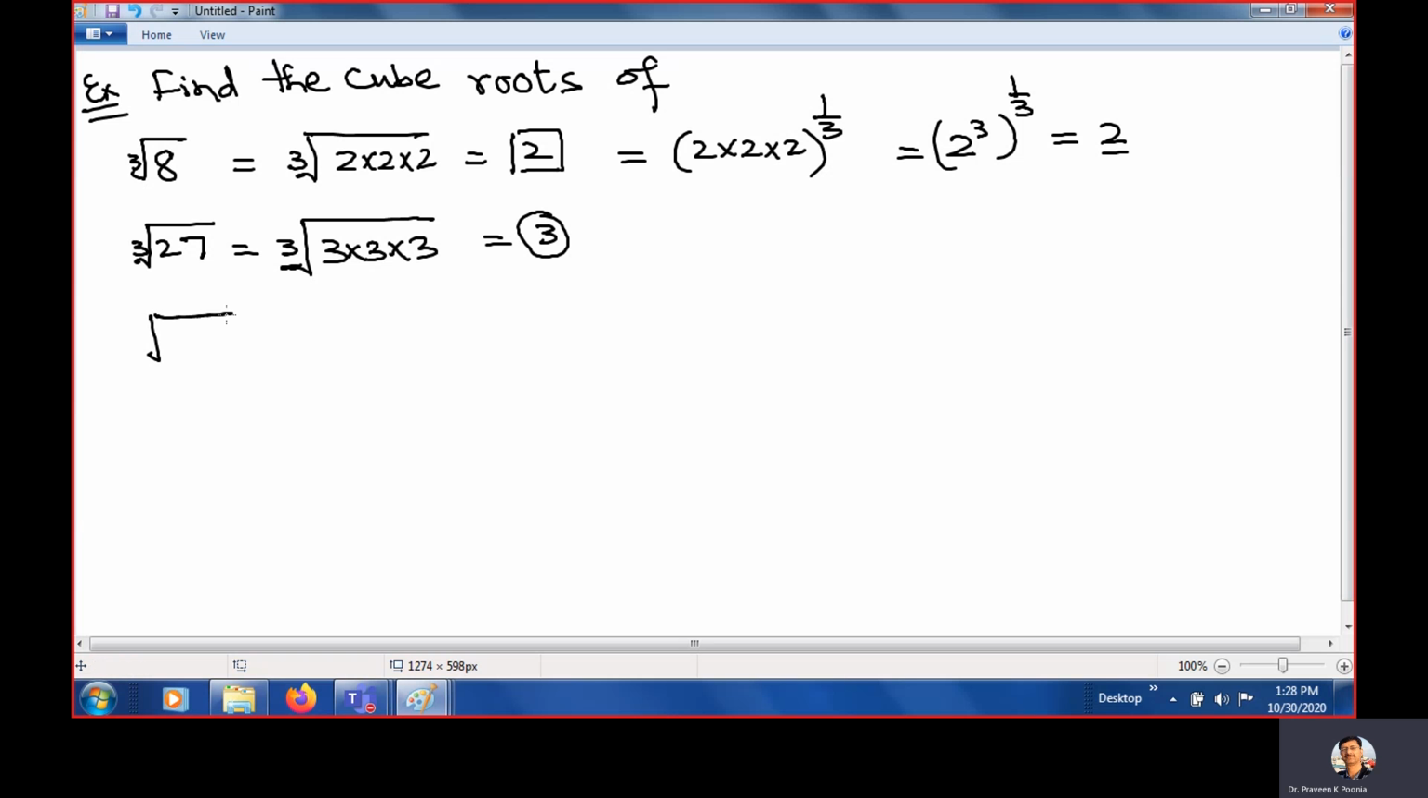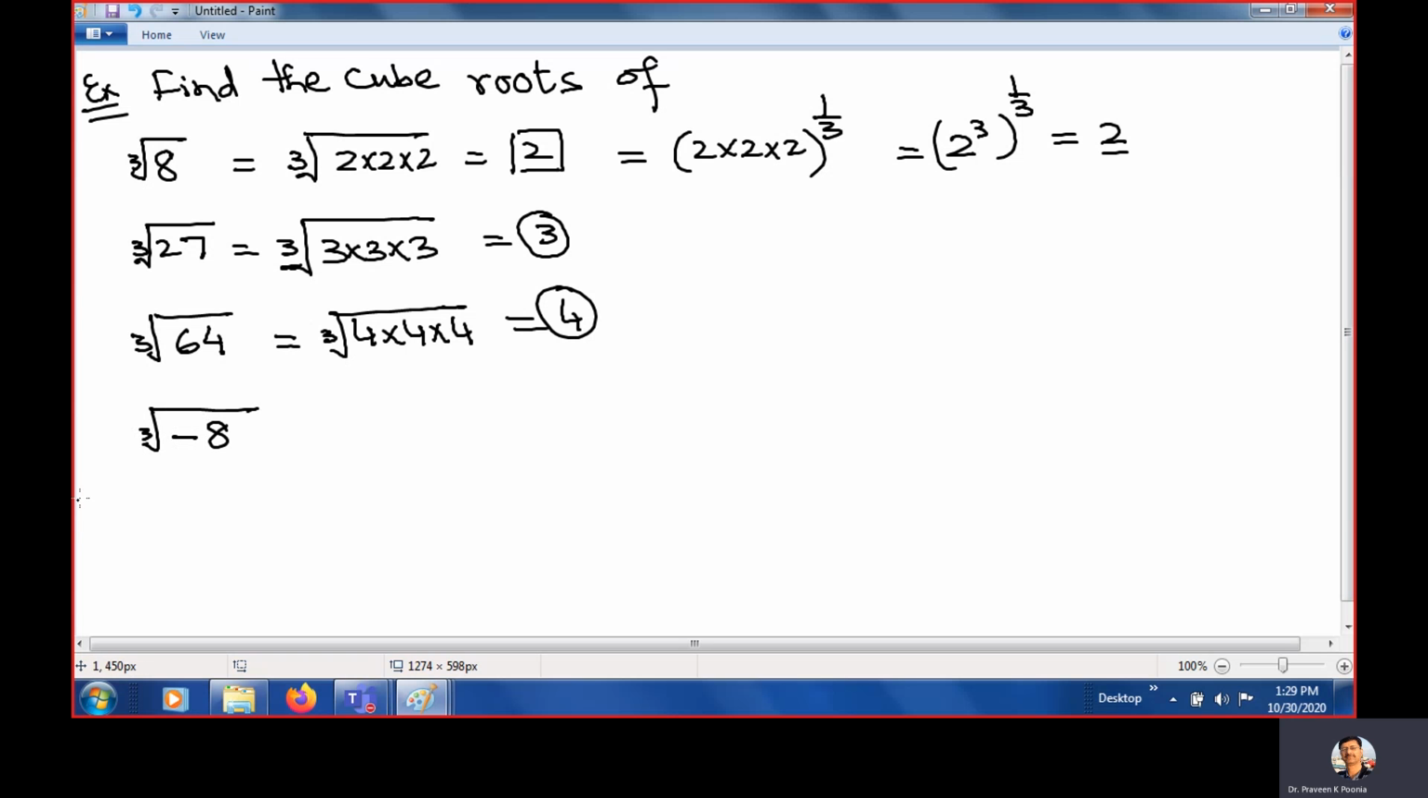Clear? Let us say I am writing 64 and the cube root of it. Can we break this 64 into 3 equal parts? Think about it. Yes, 4 times 4 is 16, 16 times 4 is 64. So what is the answer? The answer is 4.